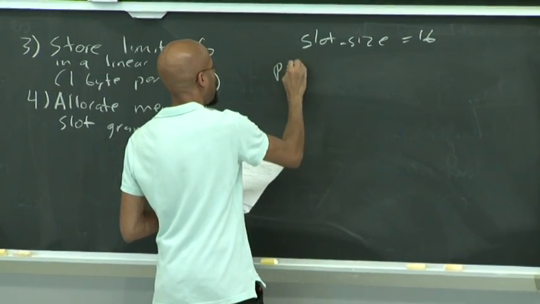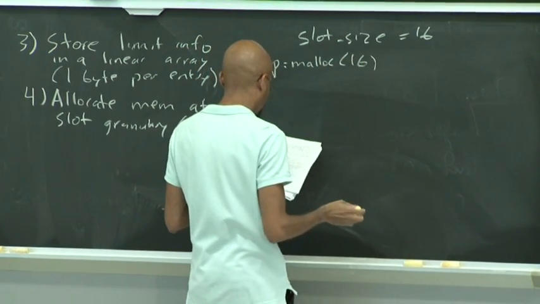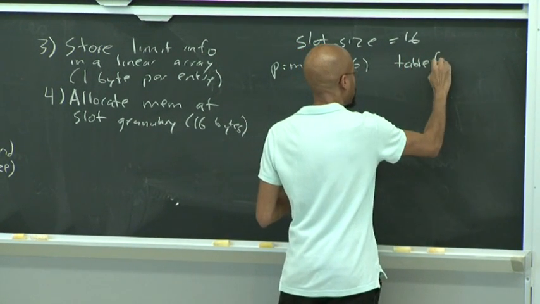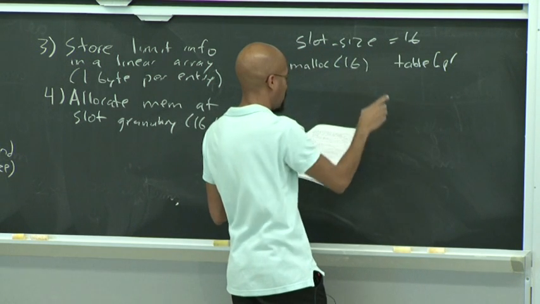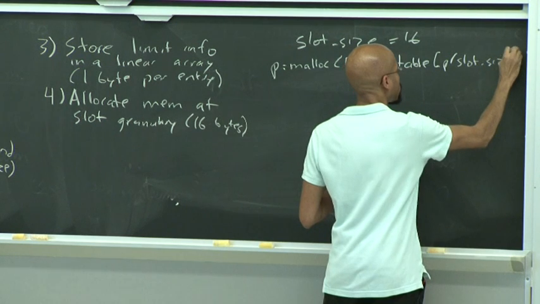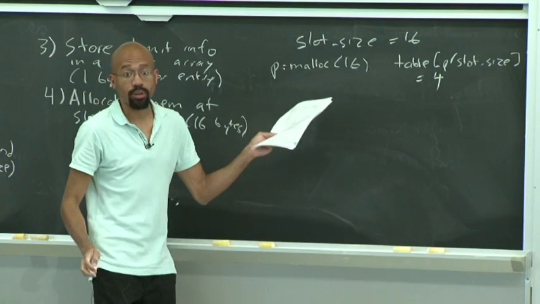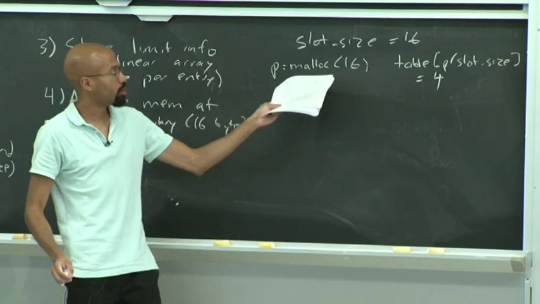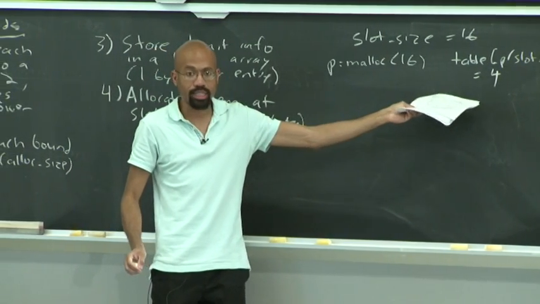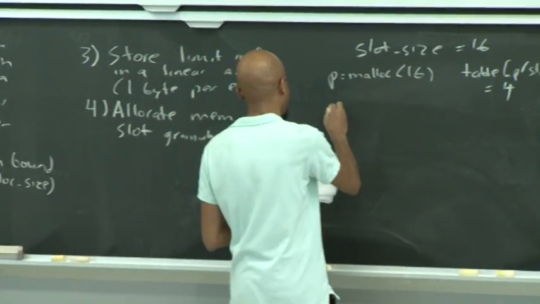If you do p equals malloc 16, what's going to happen? In this bounds table, we take that pointer divided by slot size, which is going to equal 4. In that bounds table, we put the logarithm of the allocation size in the table. Does that make sense?